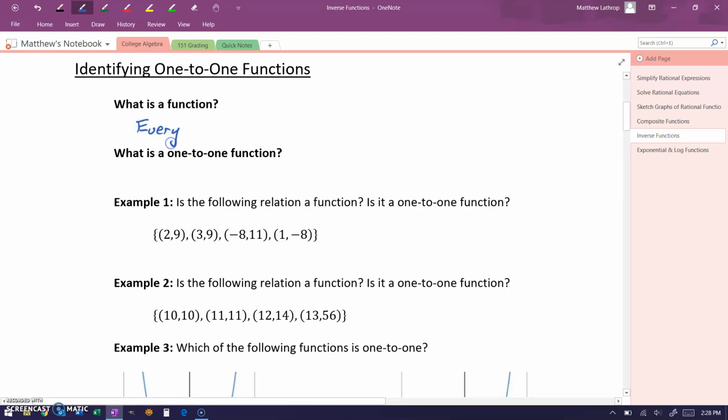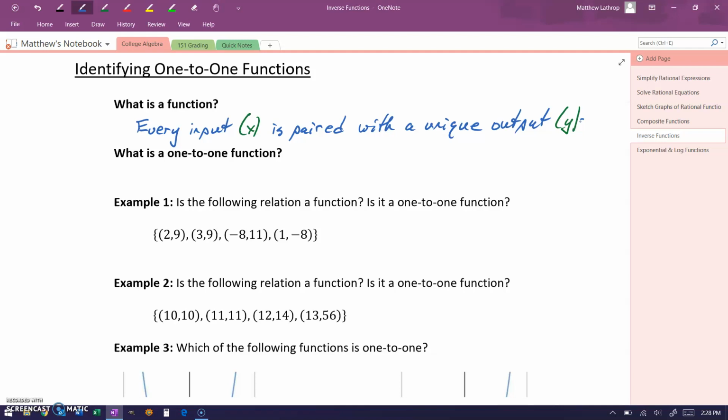So, a function just means that for every input, or generally for every x value that we plug in, that unique x value is paired with a unique y value, or a unique output. So every time we plug in x, we should get one and only one y value being output.